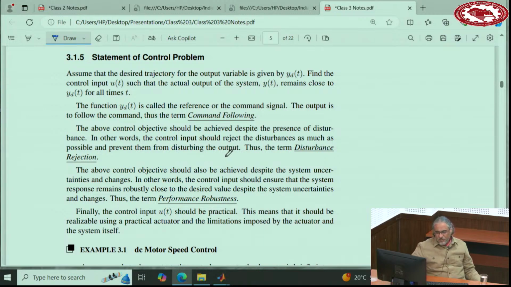So the statement of the problem is: find the control input, U, which in our case is the modulation signal, such that the actual output of the system, Y, remains close to the desired value, and this despite the disturbances and despite the uncertainties. So it should reject the disturbances and it should perform robustly against the uncertainties. So that's the statement of the control problem.